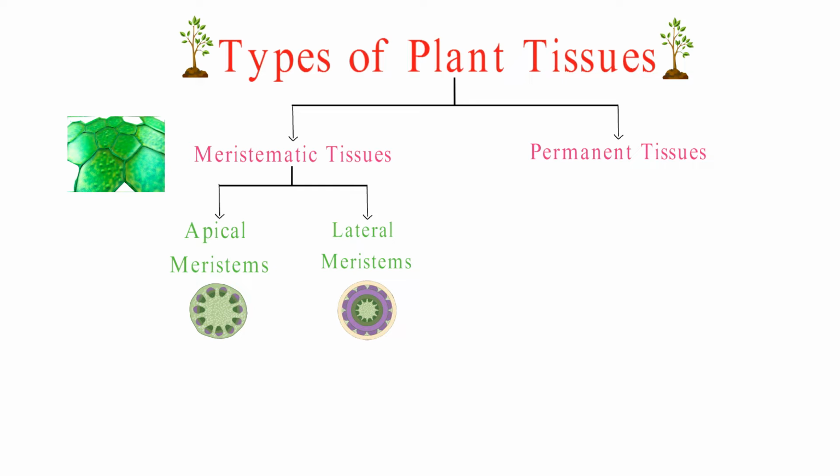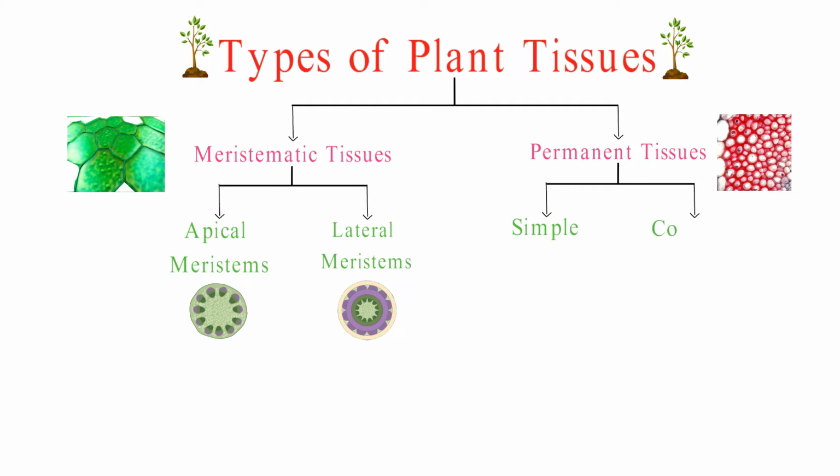Now, let's move on to permanent tissues. These are mature, specialized cells that have lost their ability to divide but perform specific functions within the plant. Again, there are two categories of permanent tissues: simple permanent tissues and complex permanent tissues.